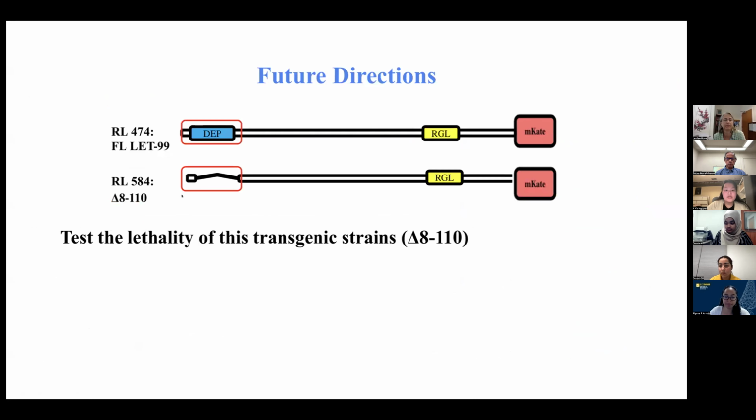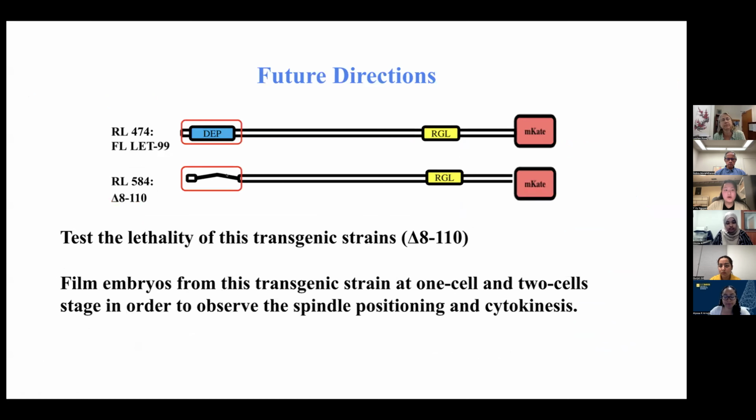I want to test the lethality of this transgenic strain from delta 8 to 110. And I also want to film the embryos from this transgenic strain at the 1-cell and 2-cell stages in order to observe the spindle positioning and cytokinesis.